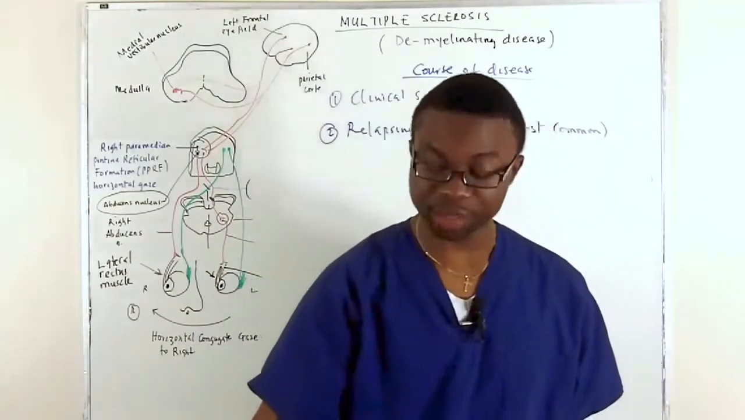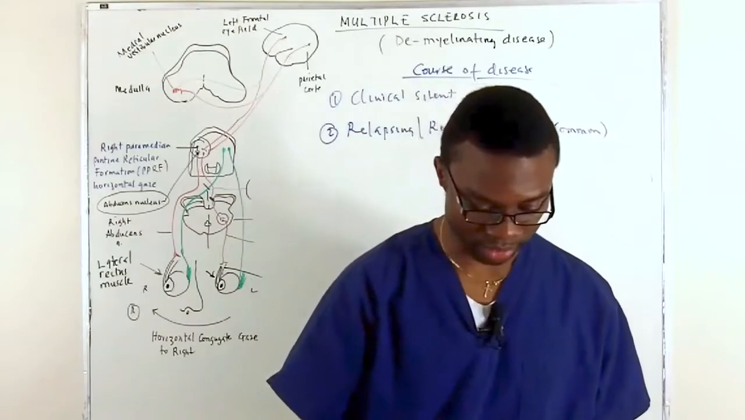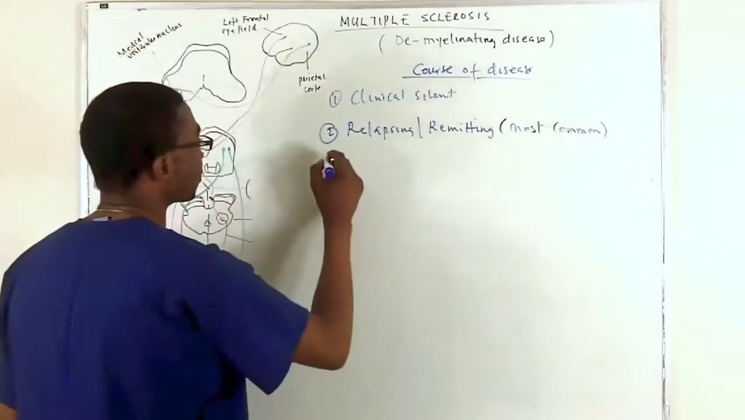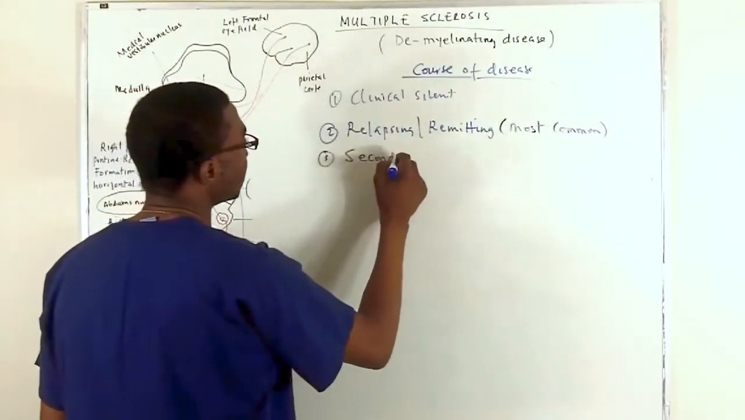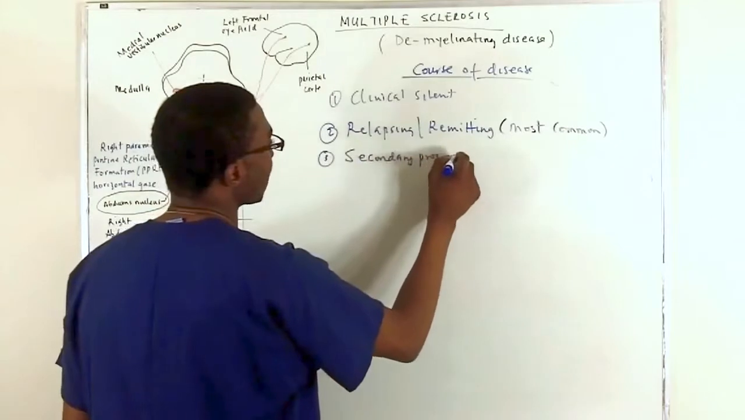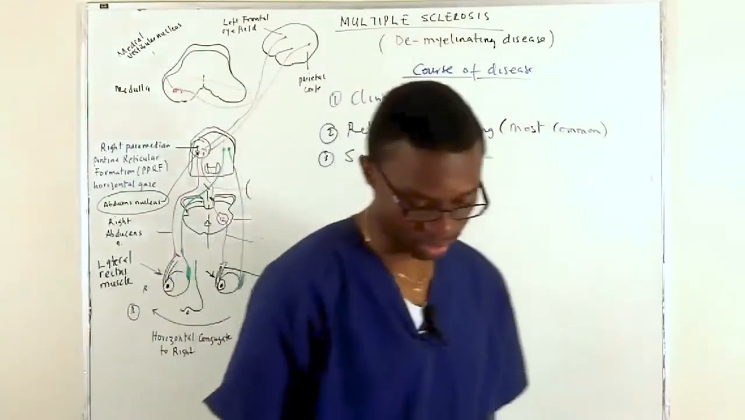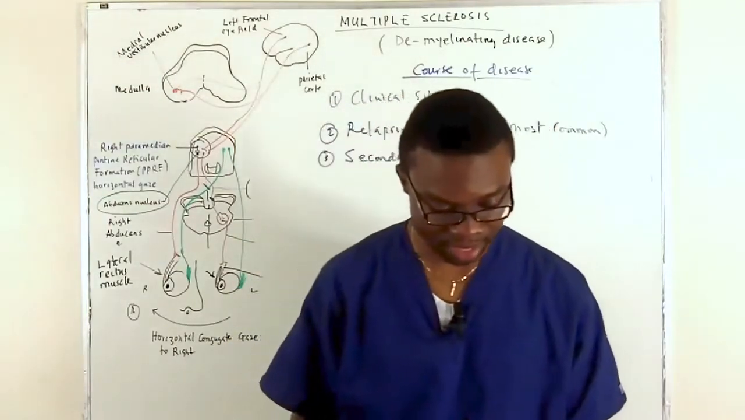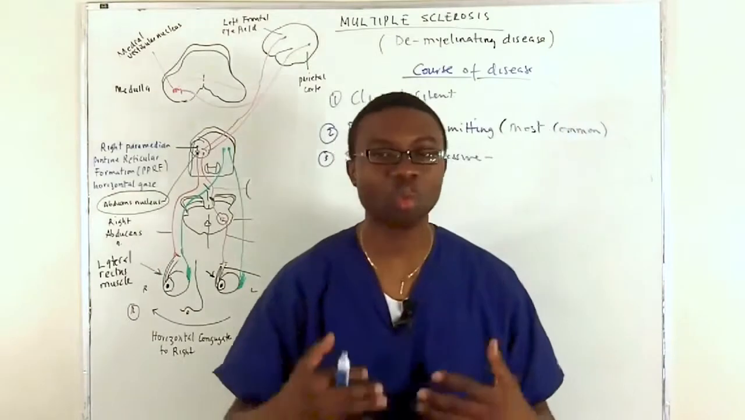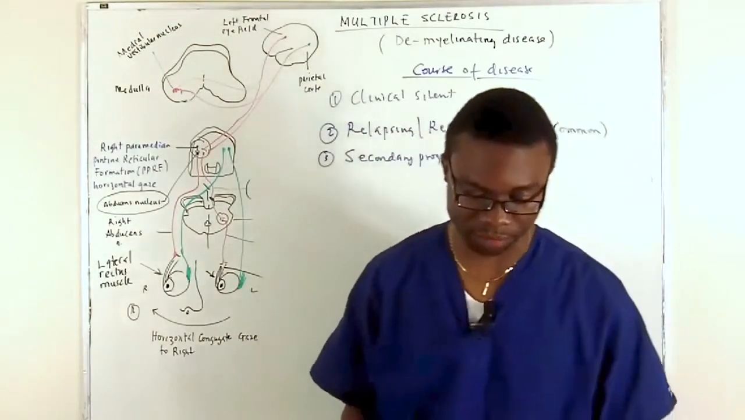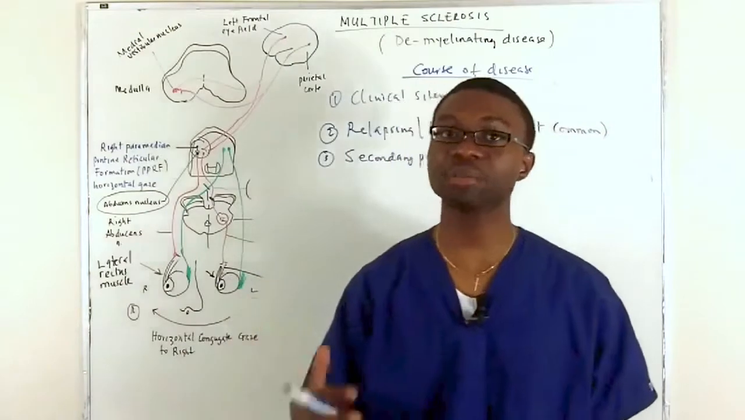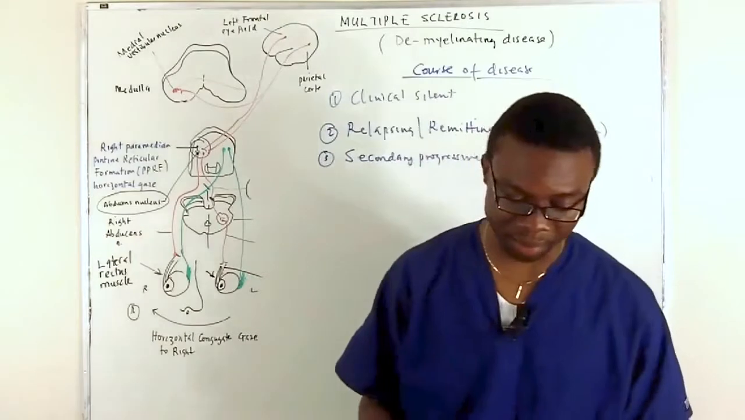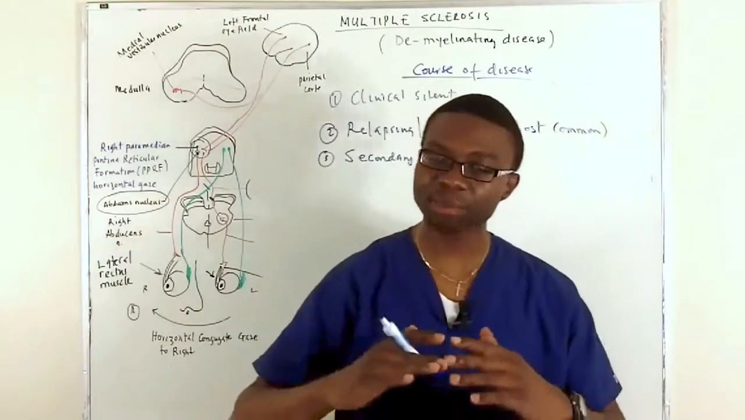The other form is the progressively worsening, the primary progressive or secondary progressive multiple sclerosis. Secondary progressive is another course of multiple sclerosis. And which one is this? Well, this is often in patients with relapsing and remitting disease, but they can experience gradual worsening of the symptoms. And this is often progressive as the years go down the line. That's called secondary progressive. The last one is known as the primary progressive, and this is often a steady progressive disease.